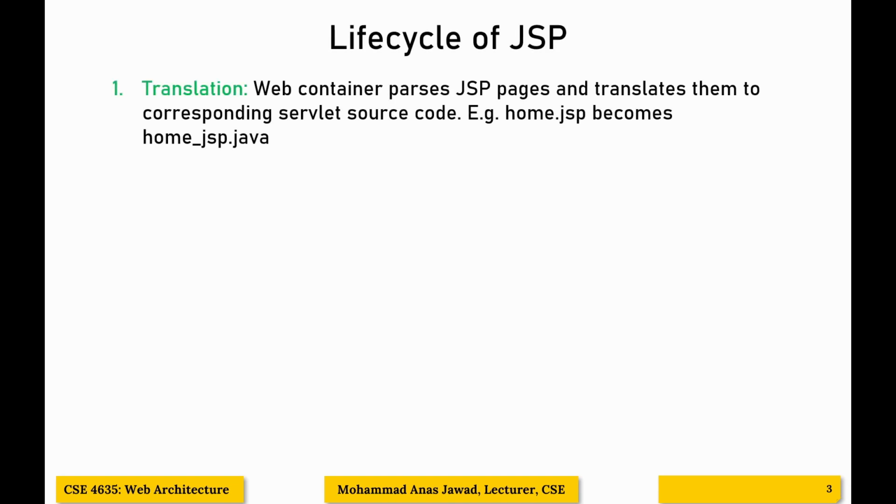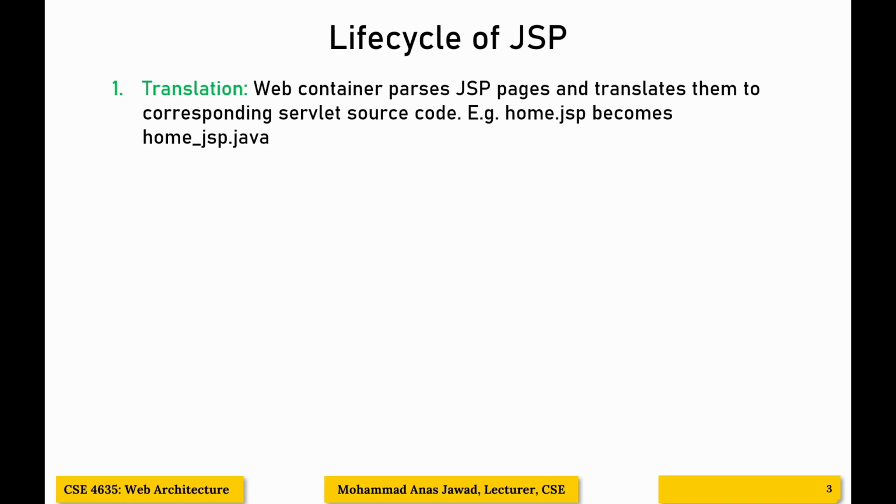The first phase in the lifecycle of a JSP page is the translation phase. In this phase, the web container parses the JSP pages and translates them to corresponding servlet source code. For example, your home.jsp page will become something like a home_jsp.java file. Now you will not be able to see this home_jsp.java file inside your project. This will all be happening in the background.